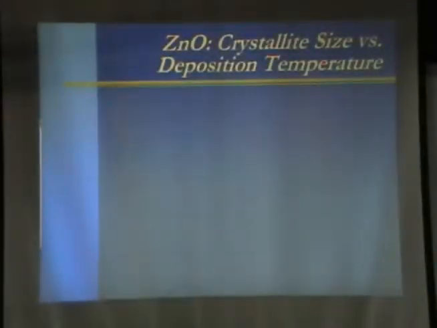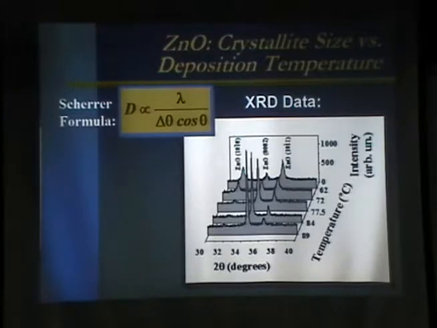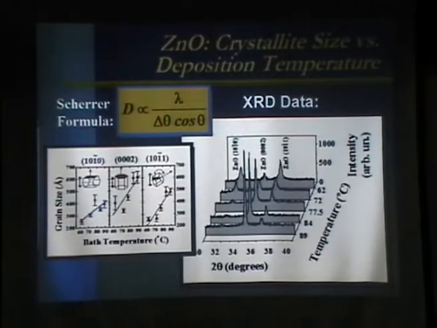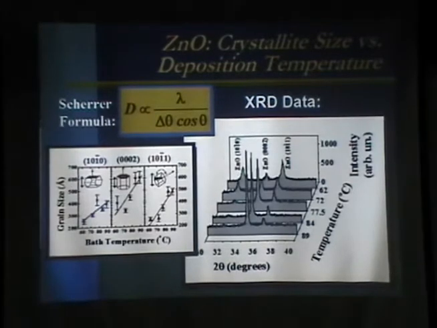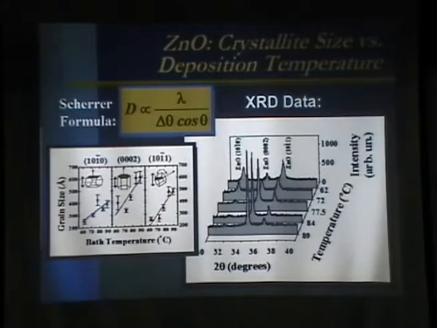Another example I want to show you is for zinc oxide, the dependence of the absorption edge on the crystalline size, right? More or less the same effect that I showed you before for cadmium selenide and cadmium sulfide. Here is the X-ray diffraction data, where using the Scherrer formula we can see that there is an increase of the mean size of the nanocrystals in the films with the temperature of the cell where the samples are prepared. It's an increase of this crystal size with this temperature.